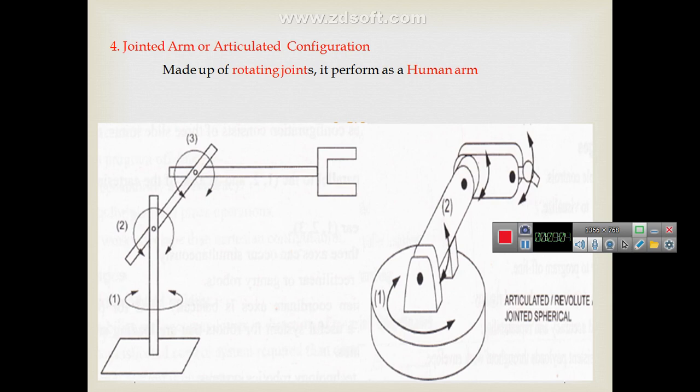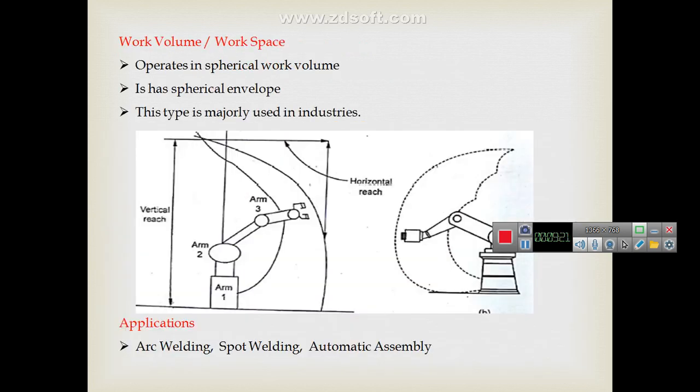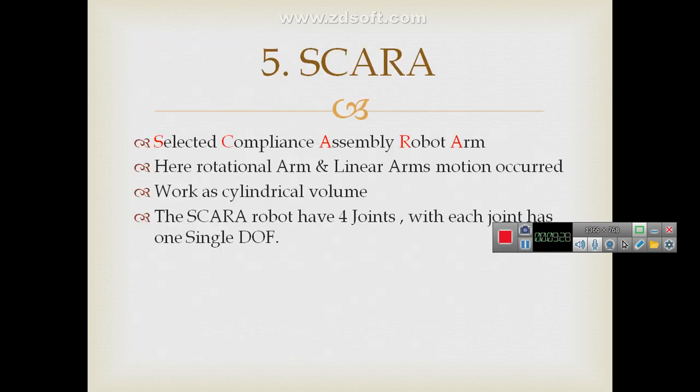Then the fourth one is the joint arm, or articulated configuration, made up of rotating joints. It performs like a human arm. Okay, so that is the concept of the jointed arm or articulated configuration in the robot. Then the applications are arc welding, spot welding, and automatic assembly. Okay, then another one is the SCARA robot.